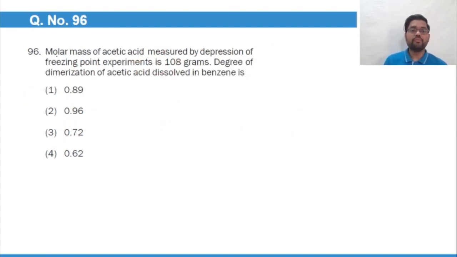96. Molar mass of acetic acid measured by depression of freezing point experiment is 108 grams. Degree of dimerization of acetic acid dissolved in benzene. So see, basically Van 't Hoff factor can be calculated as, I is equal to 1 minus alpha plus alpha by 2, dimerization. Right? Clear? So if I calculate this, we'll get 1 minus alpha by 2. Let us take this equation as 1.